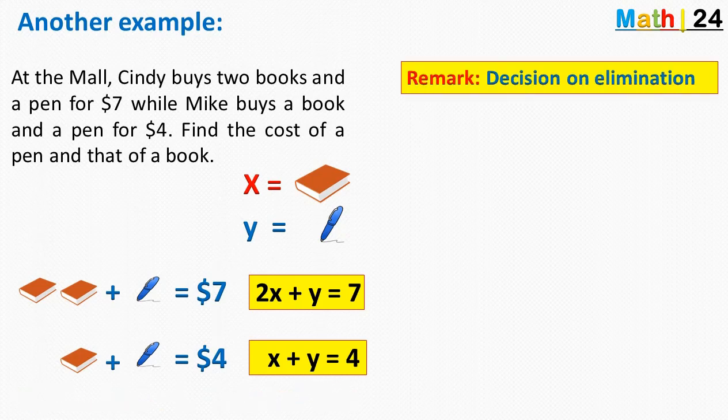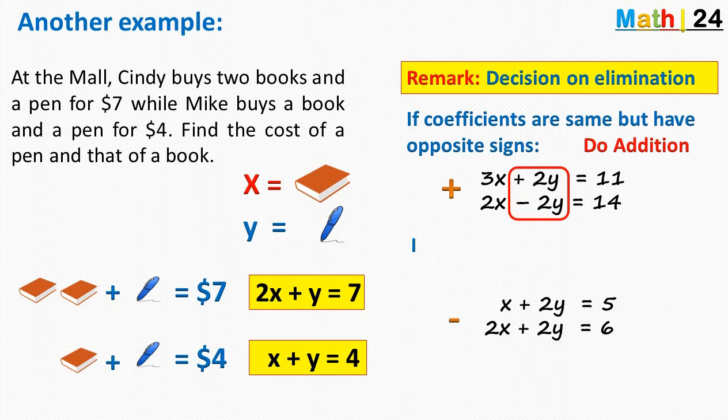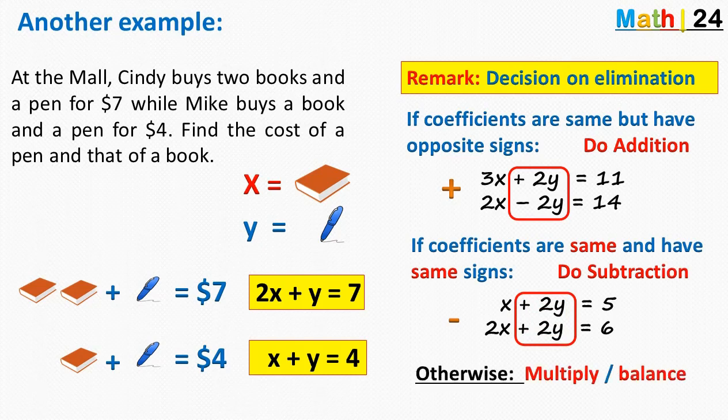I'm going to give some general remarks on deciding on elimination. If the coefficients are the same but signs are opposite, do addition. If the coefficients are the same and the signs are the same, do subtraction. Otherwise, do multiplication or balancing.